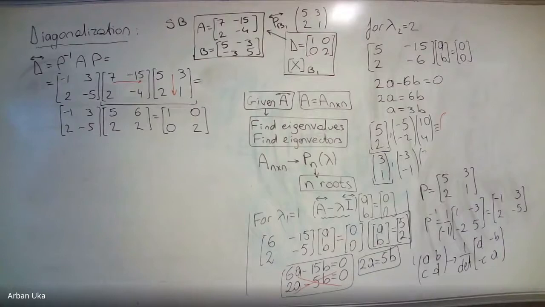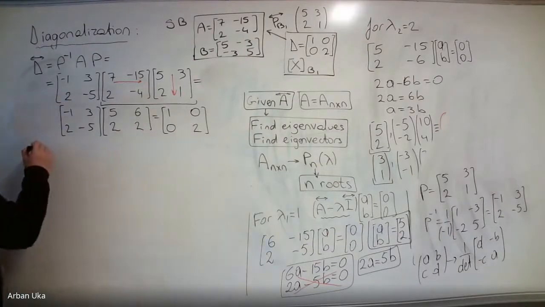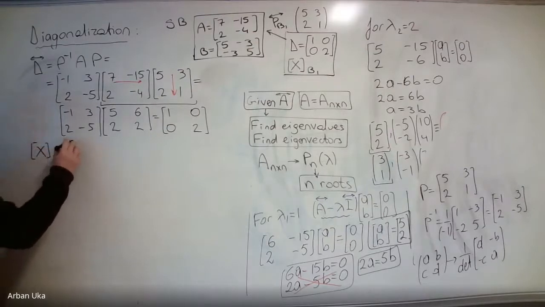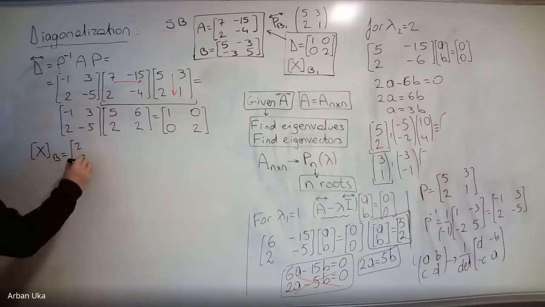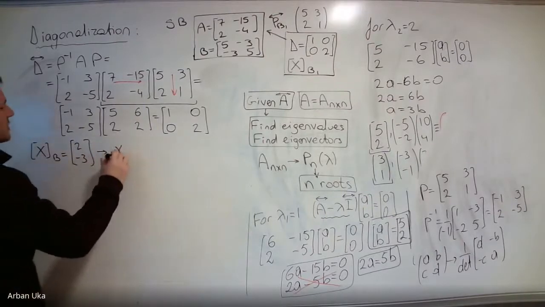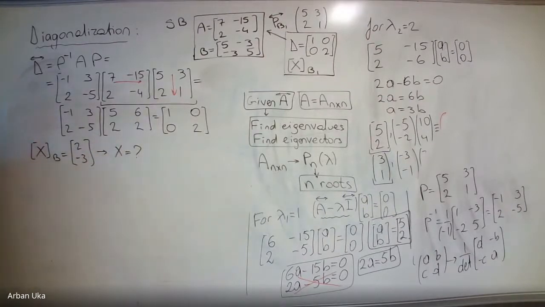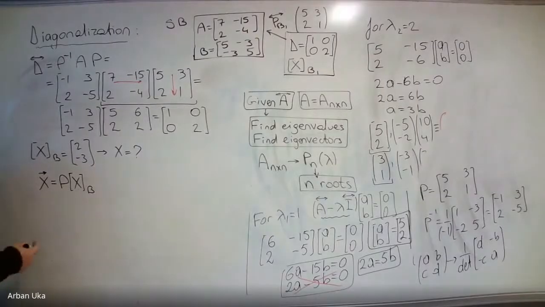And then what we can add here, let's bring up the old techniques so that we don't forget those. Let's say that we're given that the vector x in the basis B is equal to 2, minus 3. The question is, what is x? How can we find x? Who can help me here? We have to multiply the P matrix with X. That's correct. Okay, so let's not forget that.